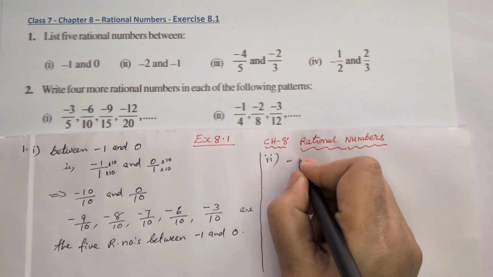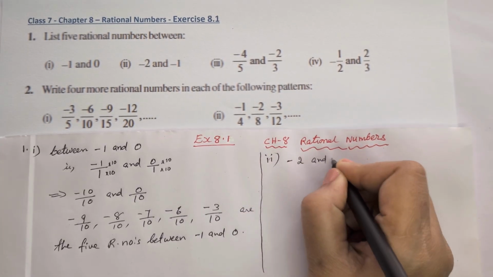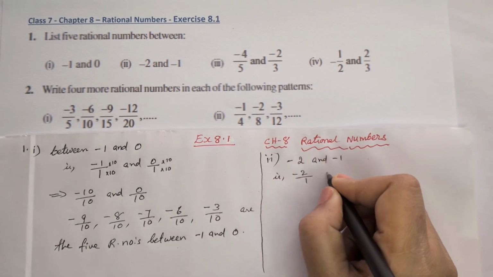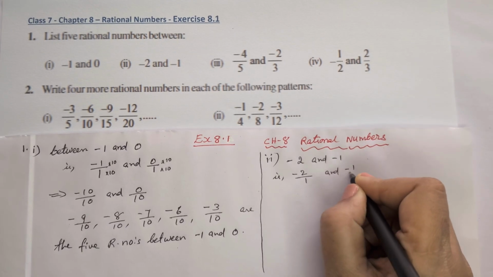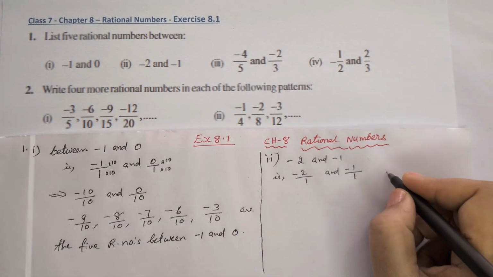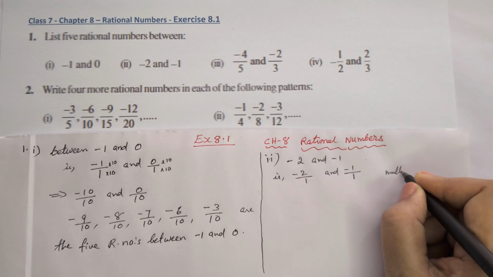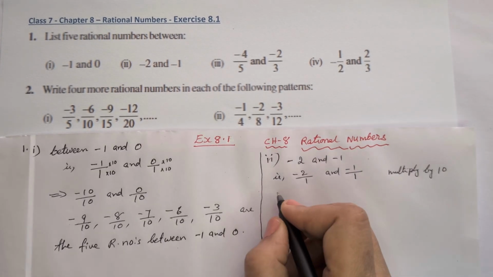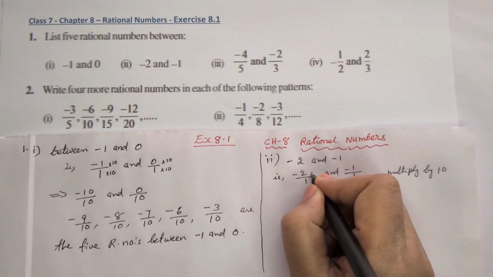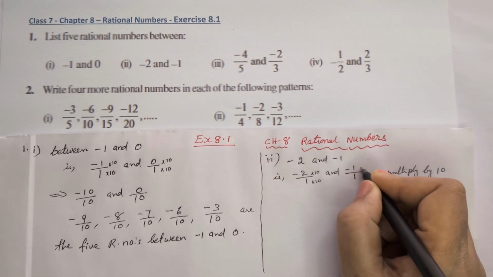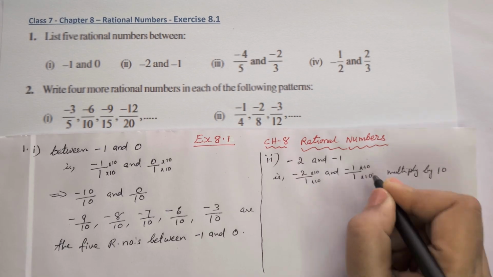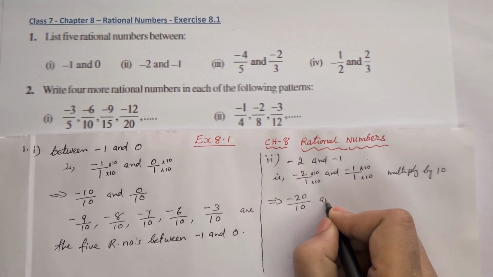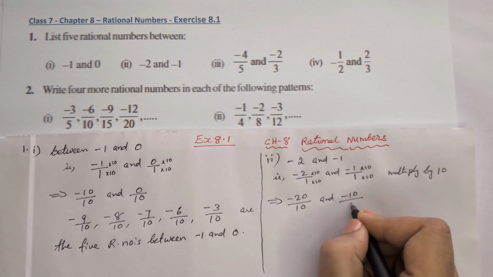Second one, -2 and -1. Same way we can take -2 and -1. This we can write in rational number form, -2 by 1 and -1 by 1. Then multiply by 10 up and down, numerator and denominator. So it will be -20 by 10 and -10 by 10.